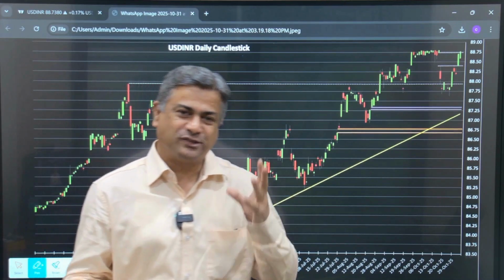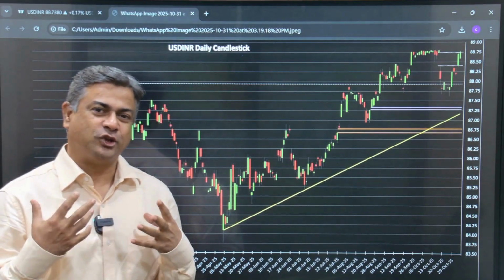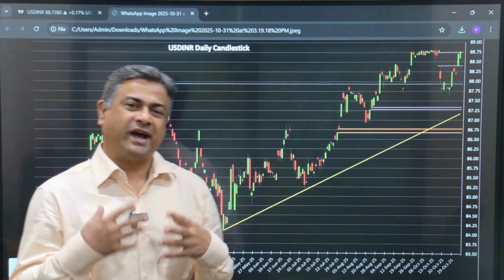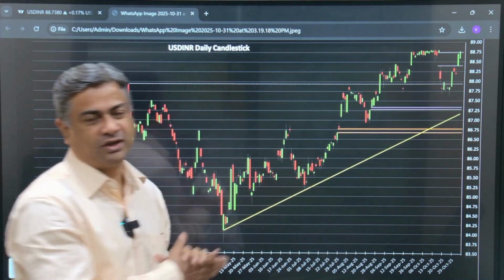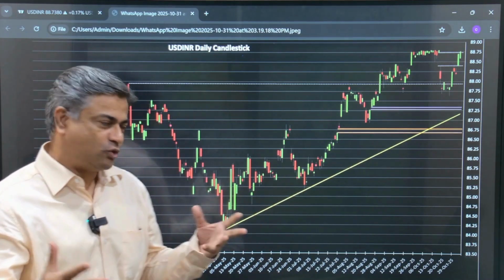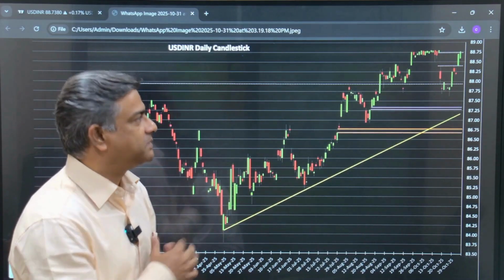It is the end of the week, so let's recap what happened in the week and let's try and evaluate how we can use historical data to have some kind of an informed decision for the future. Okay, so this is the dollar INR onshore chart that we usually look at, and since it is onshore, 9 a.m. to 3:30 p.m., there will be some price gaps.